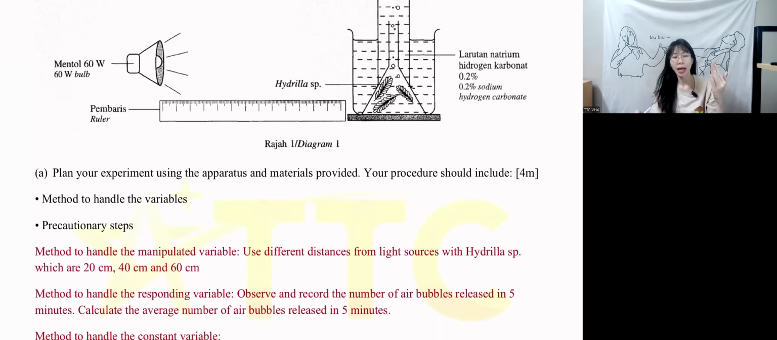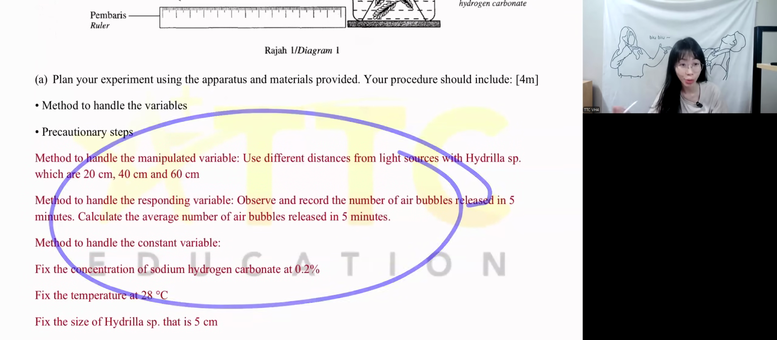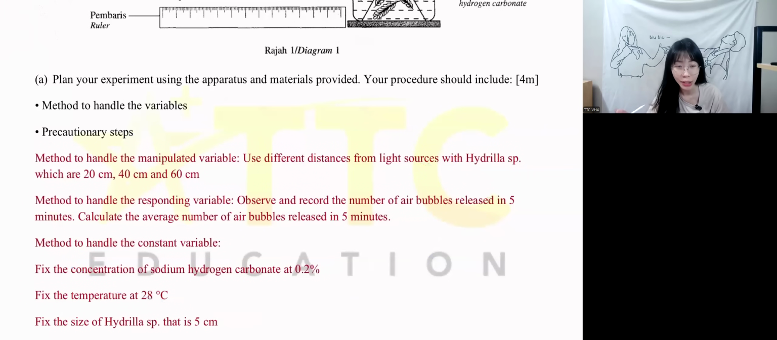Your procedure should include method to handle, precautionary step. As we have mentioned, biology has high chances of guided experiment. Hopefully it's guided, but if it's unguided, these are the questions that you will see in your exam. If they ask you to write procedure, this is how you're supposed to write your procedure with the method to handle. We have method to handle for your MV, method to handle of your RV and your CV.